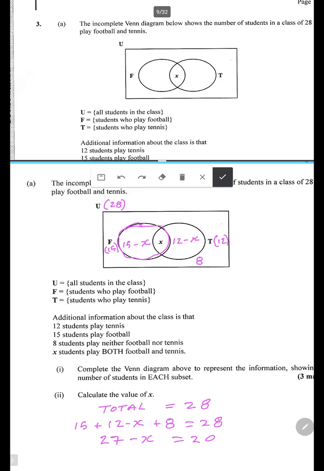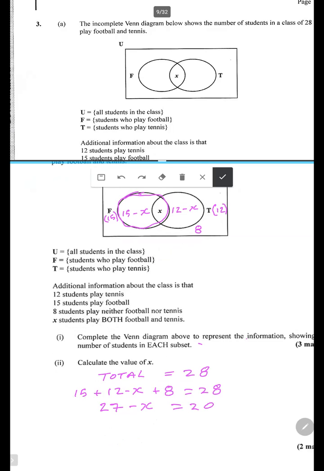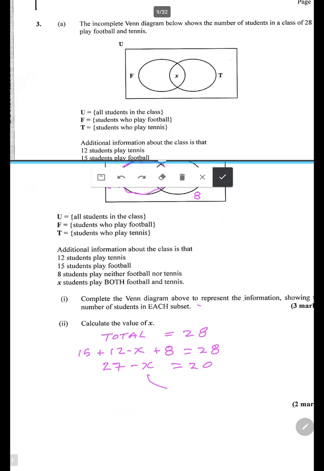And then now, to get the X, we can carry over the negative X and carry over the 20. Or simply put, 27 minus 7 equals 20. So anyway you want to look at it, the X is equal to 7. X is 7 because 27 minus 7 is 20. So that's the value of X.